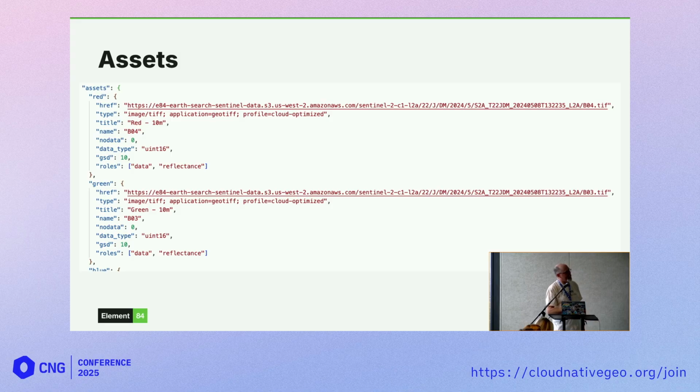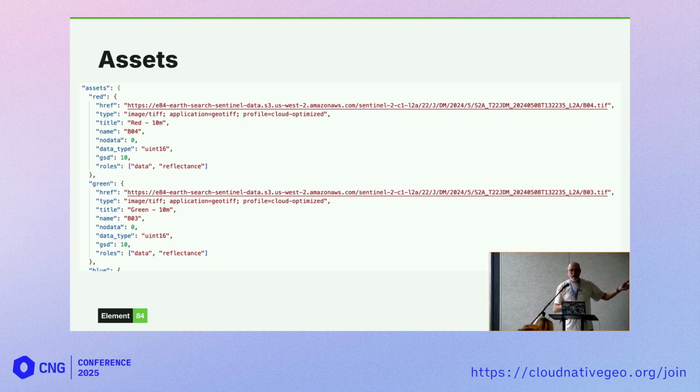And then assets, if we look at that, I have an example of two different assets here. You'll see there's a bunch of different metadata. Most importantly, there's an href. This is the URL to where the data is located. But we also have a type of the data. In this case, it's cloud optimized GeoTIFF. And we have other miscellaneous data. We've got title, name, no data.